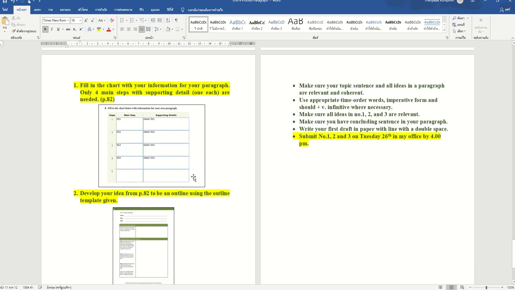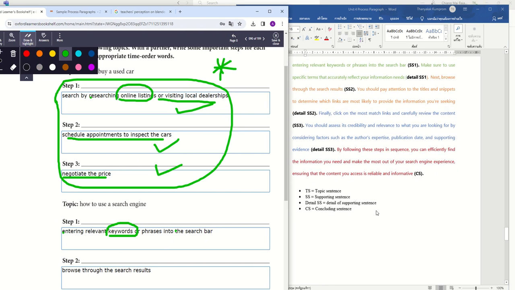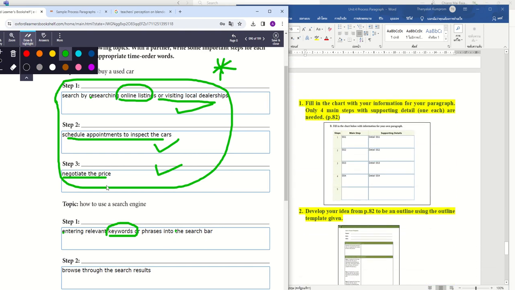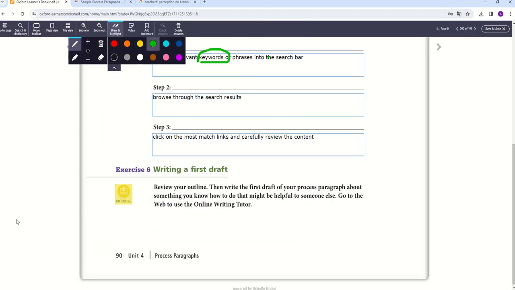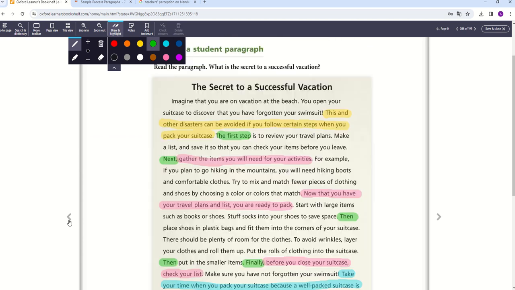This one is a pair work. Work in pair. First, fill in the chart with your information of your paragraph. Let me get back to the page. What's the page? Sorry, 82. Page 82.